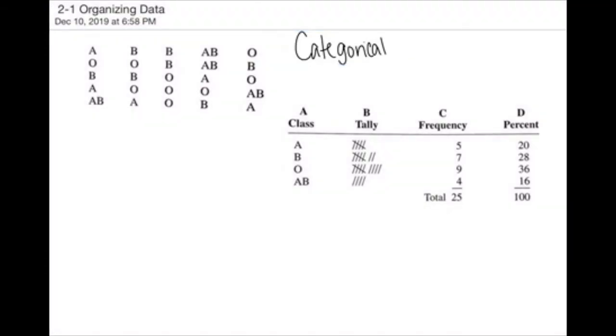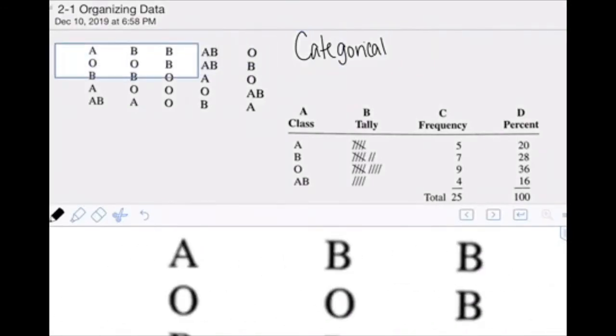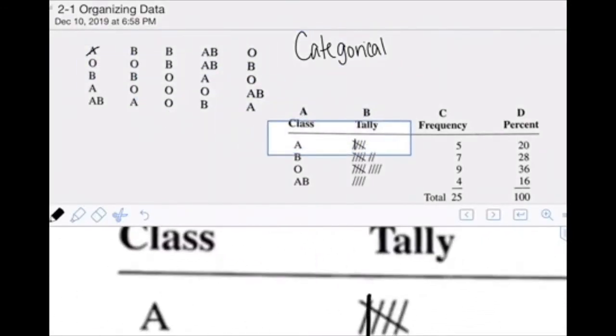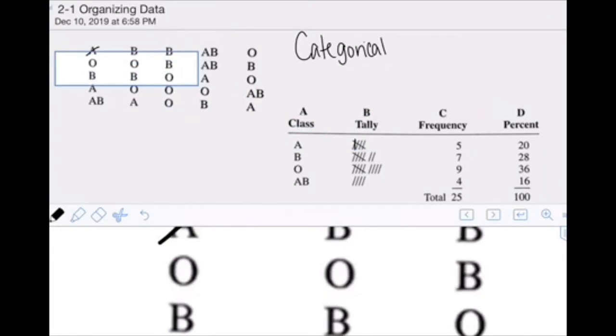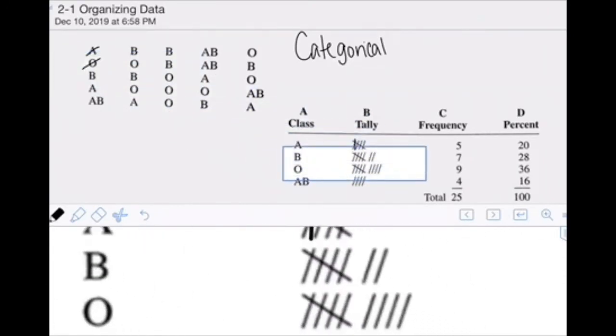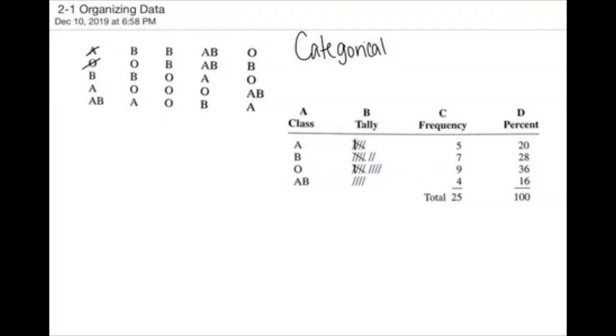So blood types, for example. In this example, we used the 4 different blood types as the classes. For each of the blood types listed in the raw data, you can cross them out and make a tally next to the class to help you keep track of how many you have of each. All the tallies added up next to each class is the frequency.